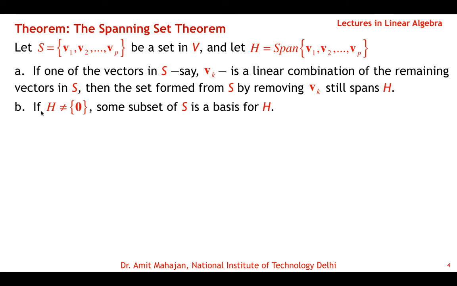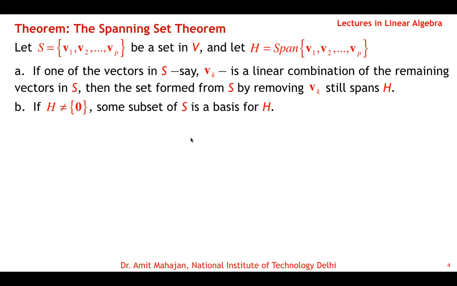And second is if H is not a set containing only the zero vector, that means if H is a set of a single vector, it has to be a non-zero vector. Okay, then some subset of S is a basis for H. Okay, so by doing this process of removing dependent vectors, we can find a basis for this space.